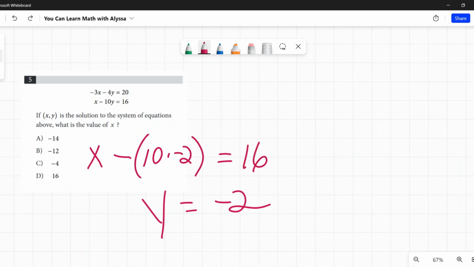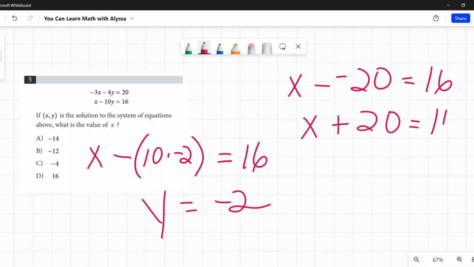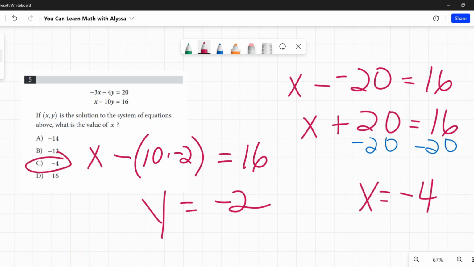So what is 10 times a negative 2? It is a negative 20. So x minus a negative 20 is x plus 20 equals 16. So I'm going to subtract 20 from both sides, and I get that x is equal to negative 4. So C, let's circle that properly. C is my answer.